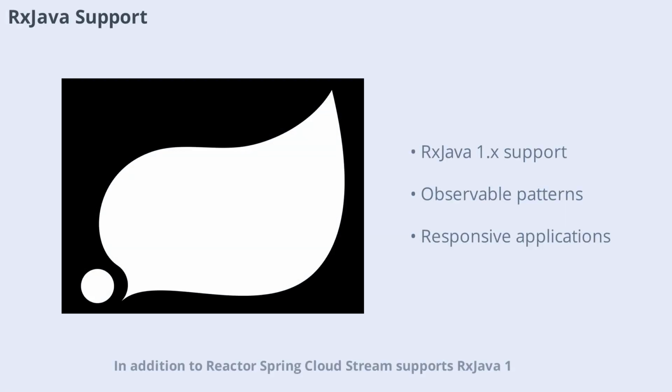In addition to Reactor, Spring Cloud Stream supports RxJava 1.x for reactive programming. RxJava handlers use Observable and ObservableSender types, following similar patterns as Reactor-based handlers. This allows developers to choose their preferred reactive library for building responsive, scalable applications.